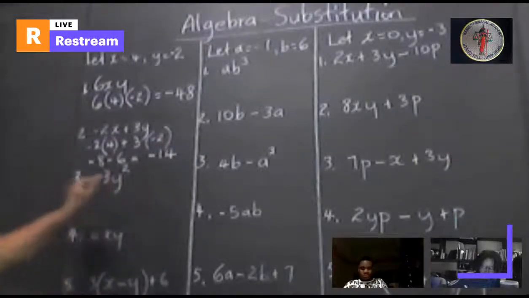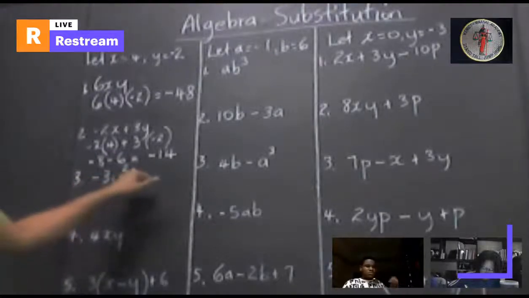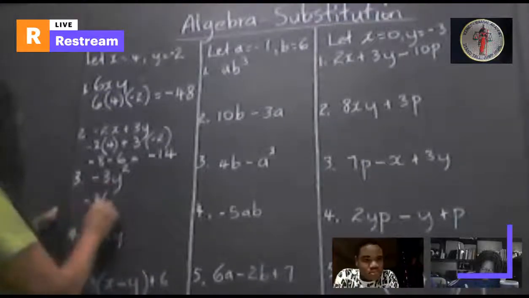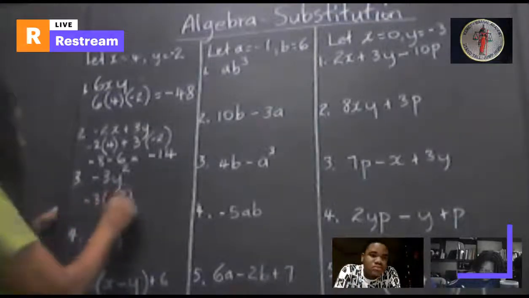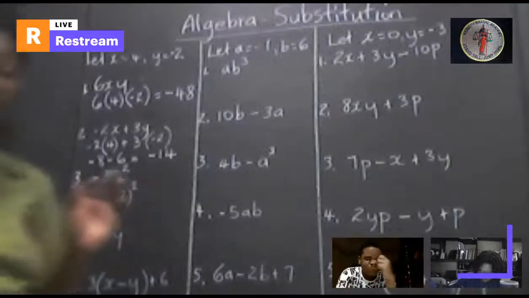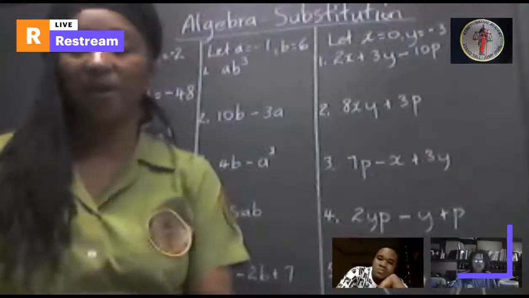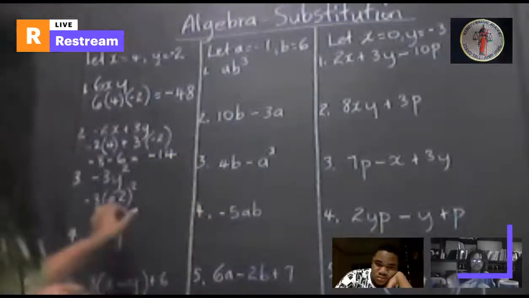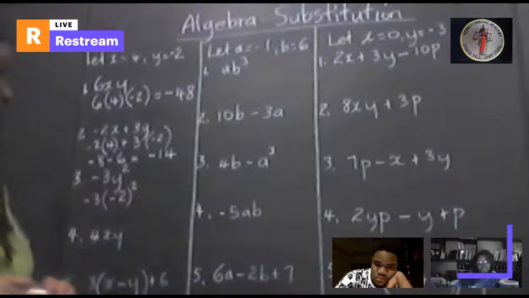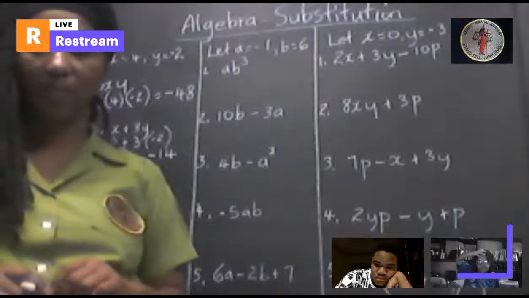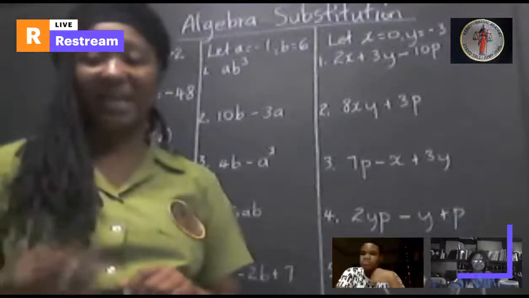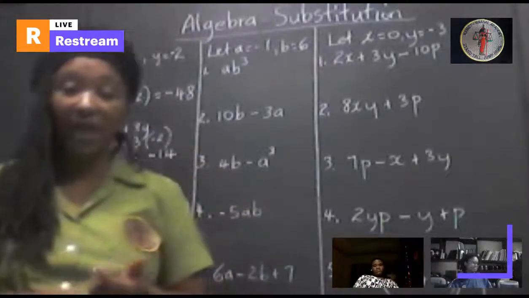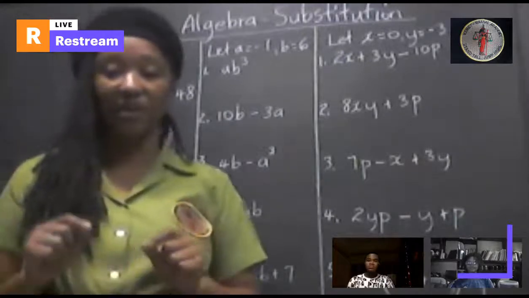For number 3, I have negative 3y squared. So it's negative 3 times negative 2 squared. Remember our order of operations: when we have a square, we work the square first. So whatever is in the bracket, square. Negative 2 squared would give what? Positive 4, because negative 2 squared means we're multiplying negative 2 times negative 2, and that gives a positive 4.